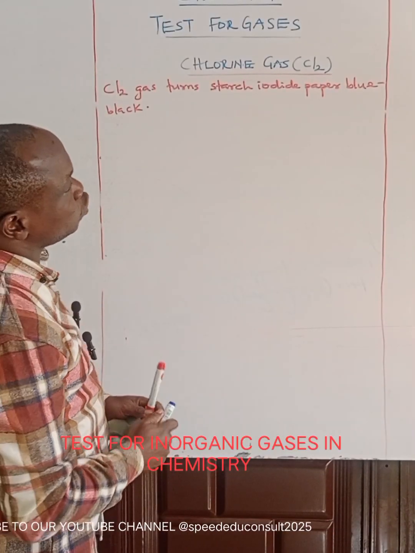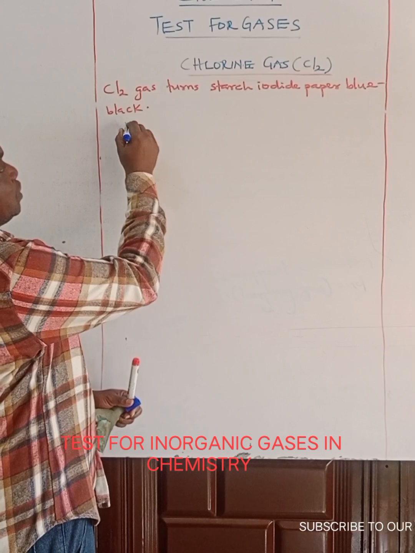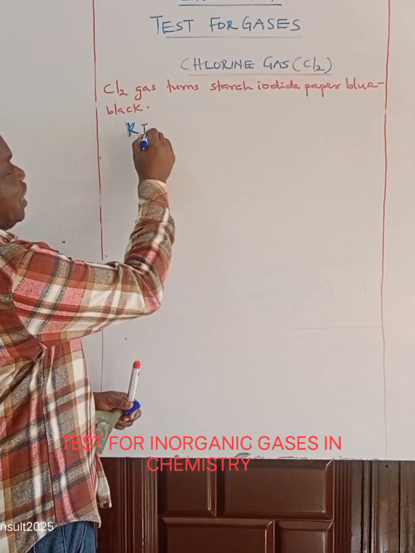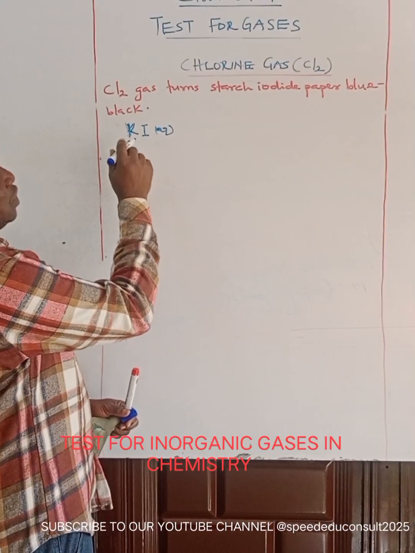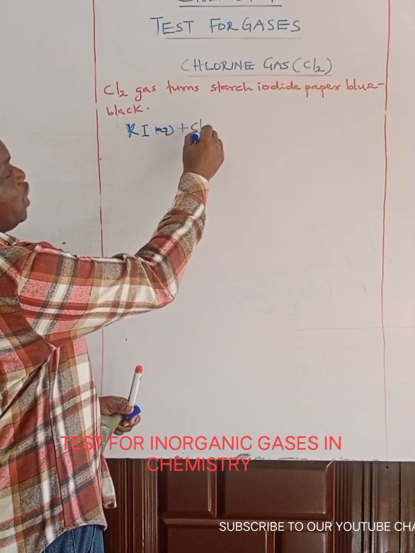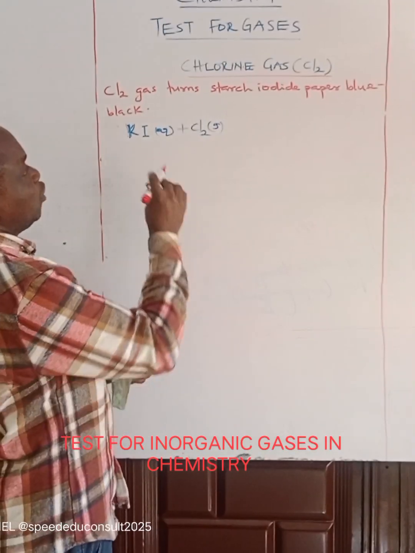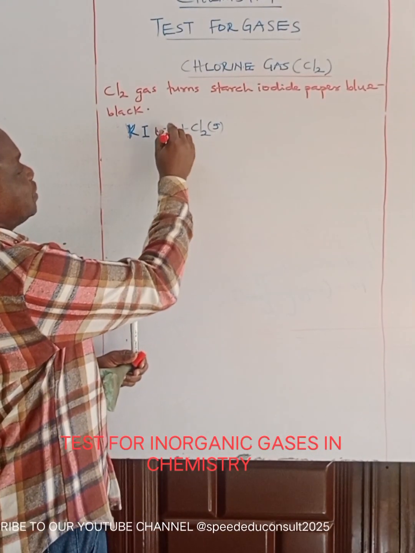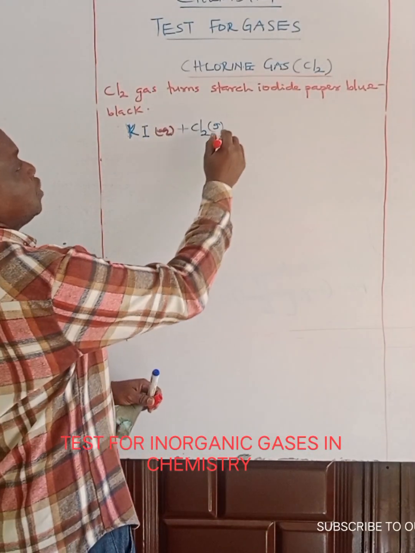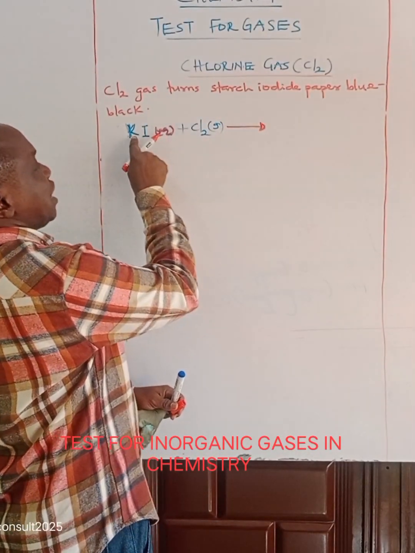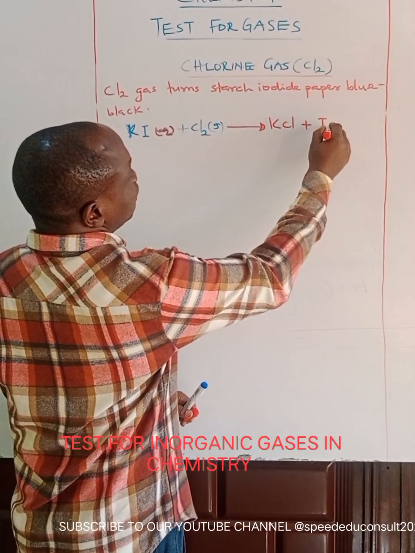You know starch iodide paper? Starch iodide is a paper soaked in starch and potassium iodide solution. You now use chlorine gas on the starch iodide paper. What is in the starch iodide paper is potassium iodide, and with chlorine gas there is a displacement reaction where you have potassium chloride plus iodine gas.